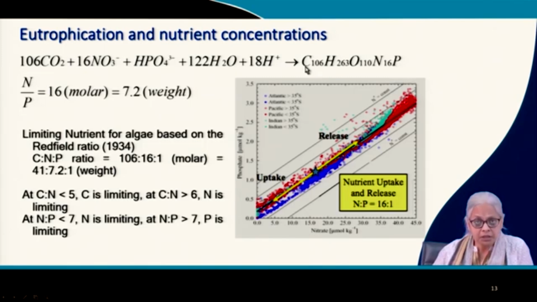So we've taken three essential nutrients: carbon, nitrogen, phosphorus, assuming that hydrogen and oxygen can never be limiting because these organisms are growing in water and water is plenty, so they will never be limiting hydrogen and oxygen. So we focus on carbon, nitrogen and phosphorus. So ignoring carbon for the first part, we have nitrogen to phosphorus ratio on a molar basis is 16, and when you multiply it by the molecular weights, it becomes 7.2.